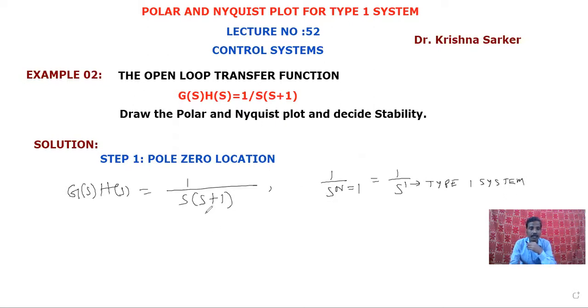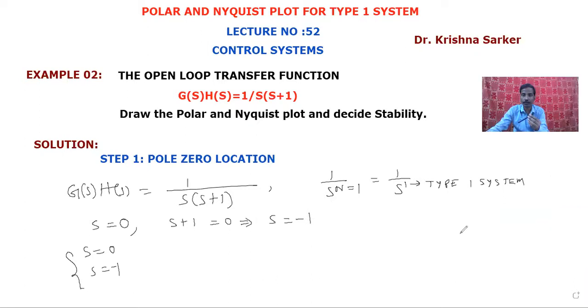Type 1 system. So what are the pole-zero locations? At s equals 0, one pole, and another pole at s equals minus 1. That means the pole locations are s equals 0 and s equals minus 1. So what is the pole-zero plot?